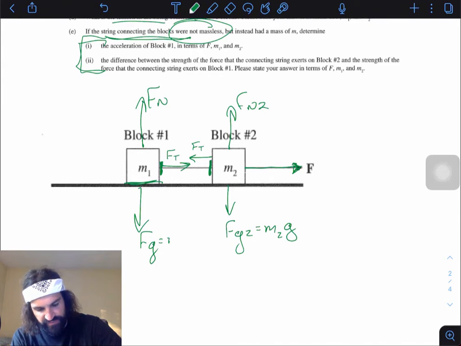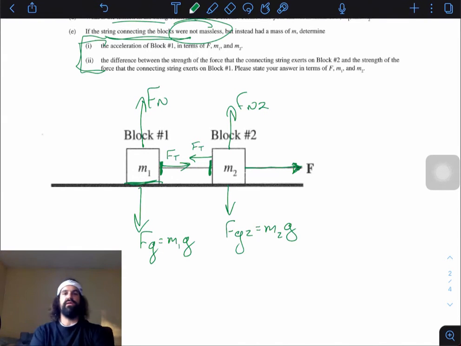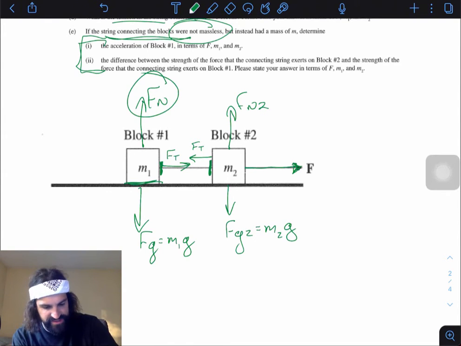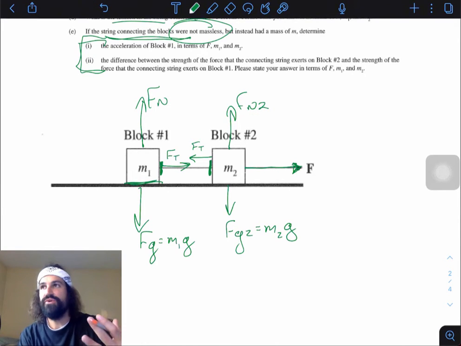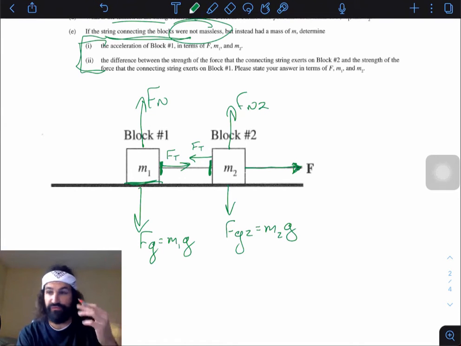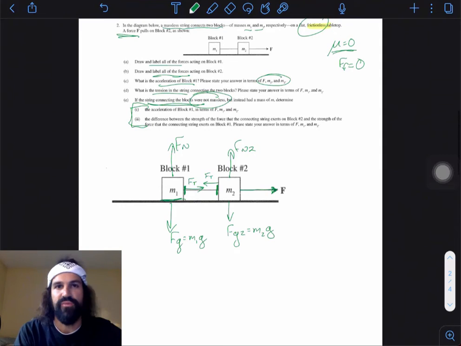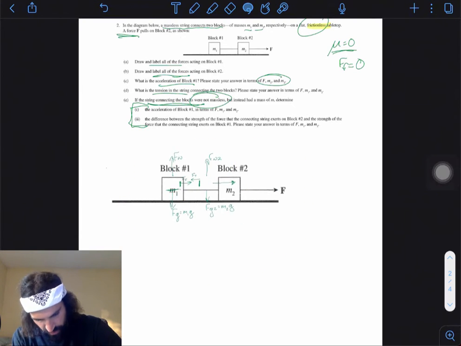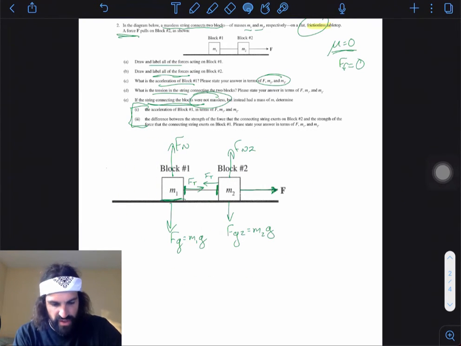Same thing for the one on the left. This is going to be equal to M1G. And I'm already thinking in the back of my head, vertical forces are balanced, right? So for block 1, the normal has to be equal to this M1G, and for block 2, the normal has to be equal to M2G. Thoughts that are going on in my head while I'm frantically writing things. But I figured I would fill you in on my thought process as I go. I'm actually going to take this whole thing and shrink it just so we have a little more room. Oh, can't shrink it. That's a shame.